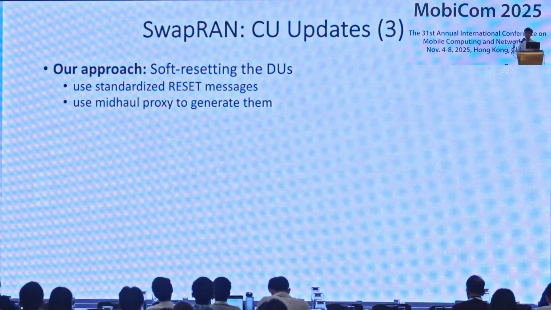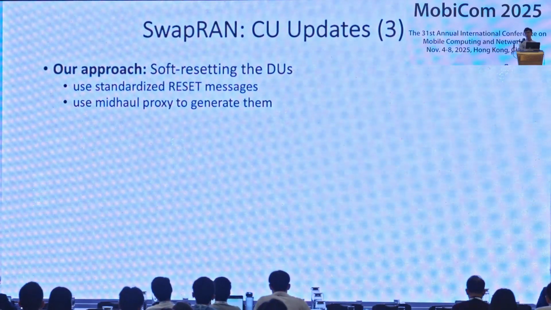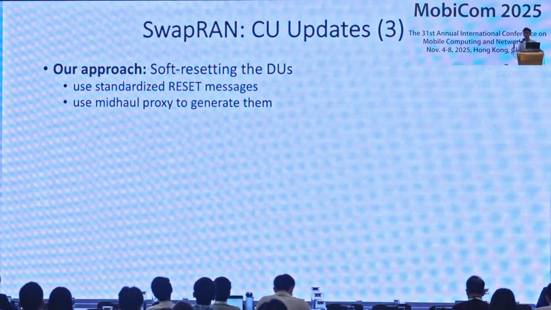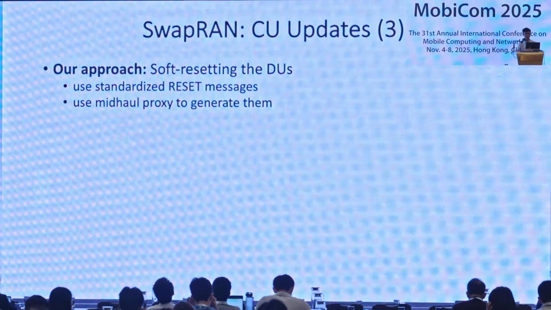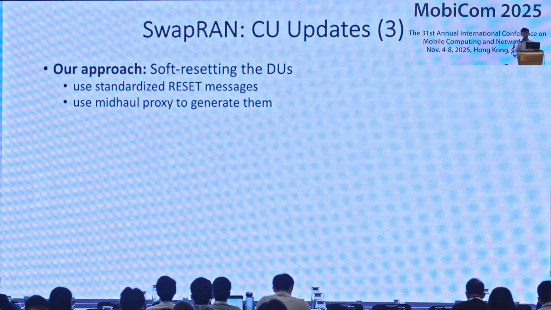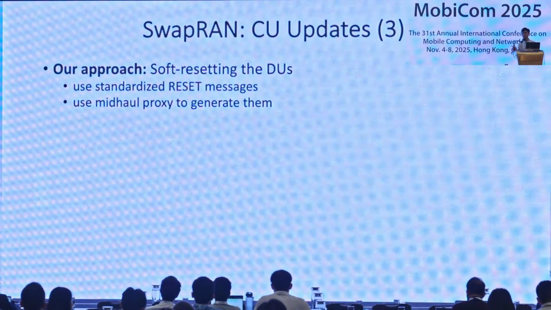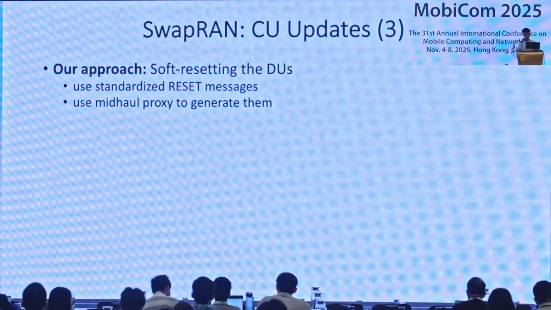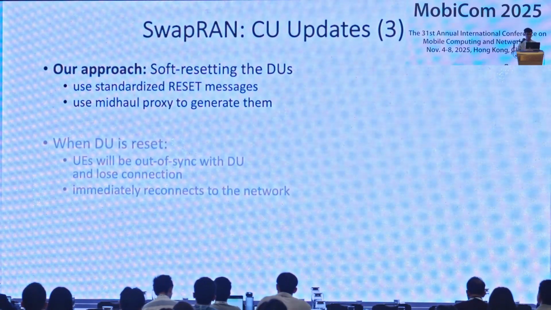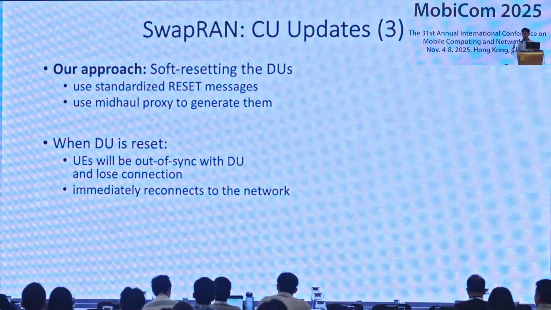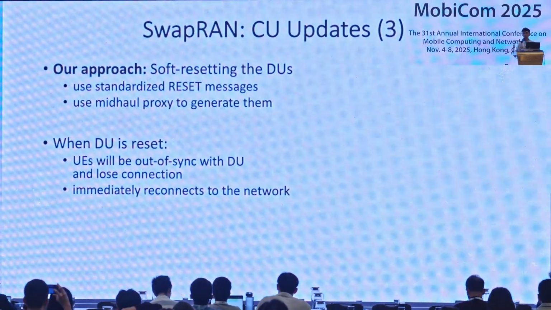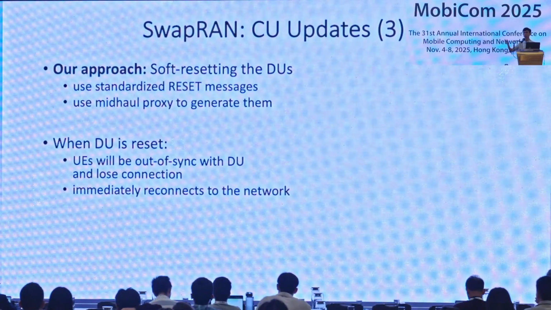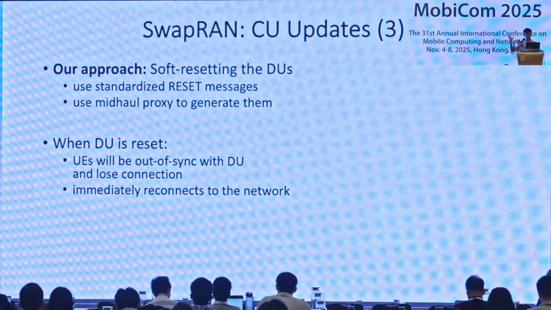Our approach is that instead of dealing with the individual UEs one by one, we deal directly with the DUs. We do so by soft resetting the DUs, reusing standardized reset messages, and we use the proxy that we introduced just now to generate them. When we soft reset the DU, the DU loses all its state, and eventually all our user devices lose connection to the DU and immediately try to reconnect to the network. This is how we force the user devices to reconnect and eventually move to the new CU.